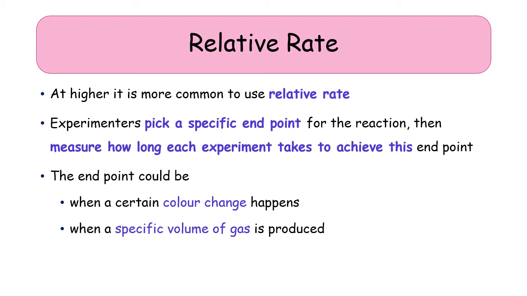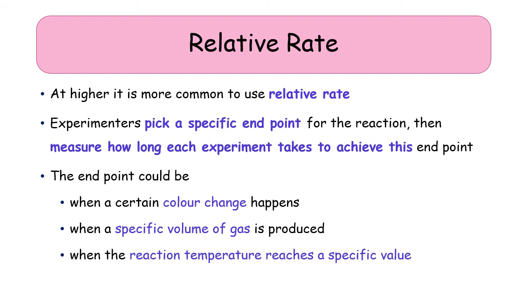It could be, you say, how long does it take for the experiment to produce 10 centimeters cubed of gas or a litre of gas? And then for each experiment, you just say, this experiment took 5 seconds to produce a litre of gas. That experiment took 1 minute to produce a litre of gas. It makes it much easier to do comparisons. Or it could be using a thermometer, measure how long it takes for the reaction to increase in temperature to 50 degrees or decrease in temperature to 10 degrees. And always use that.